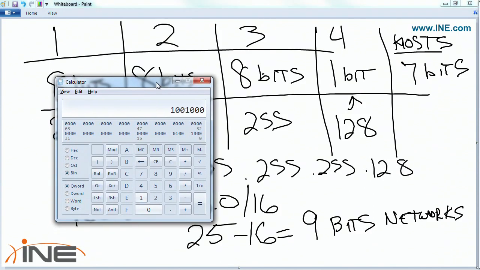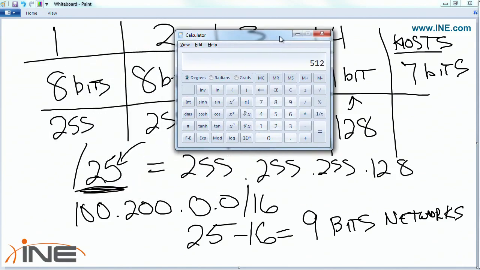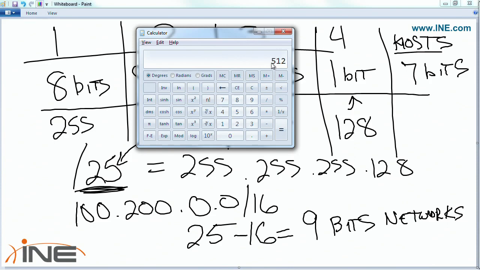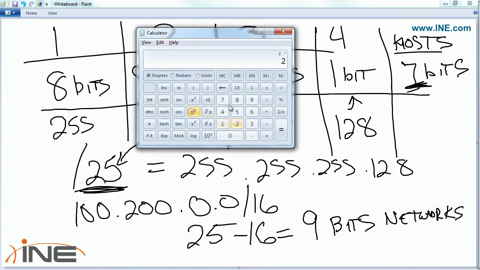Which means that the number of networks then would be 2 to the 9th, or 512. So out of this /16, if the mask is changed to /25, it means you have 512 possible subnets. And on each of those subnets, since there's 7 bits for the host, we have 2 to the 7th, or 128 host addresses, minus 2. Because remember, one is for the subnet, one is for the network.